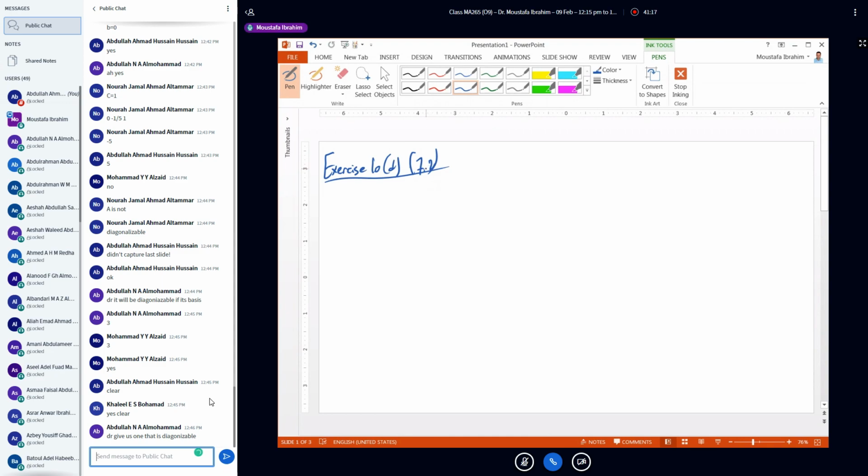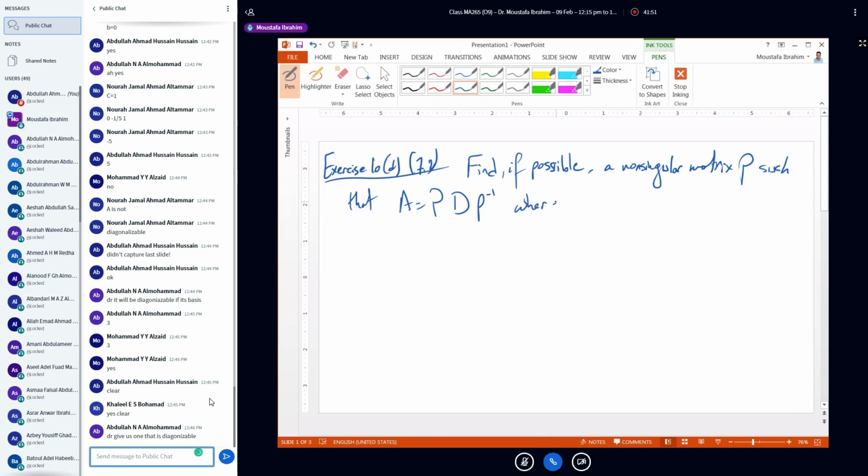So find, if possible, a non-singular matrix P such that A equals P D P minus 1, where D is a diagonal matrix and A is given by 0, negative 1, 2, 3.